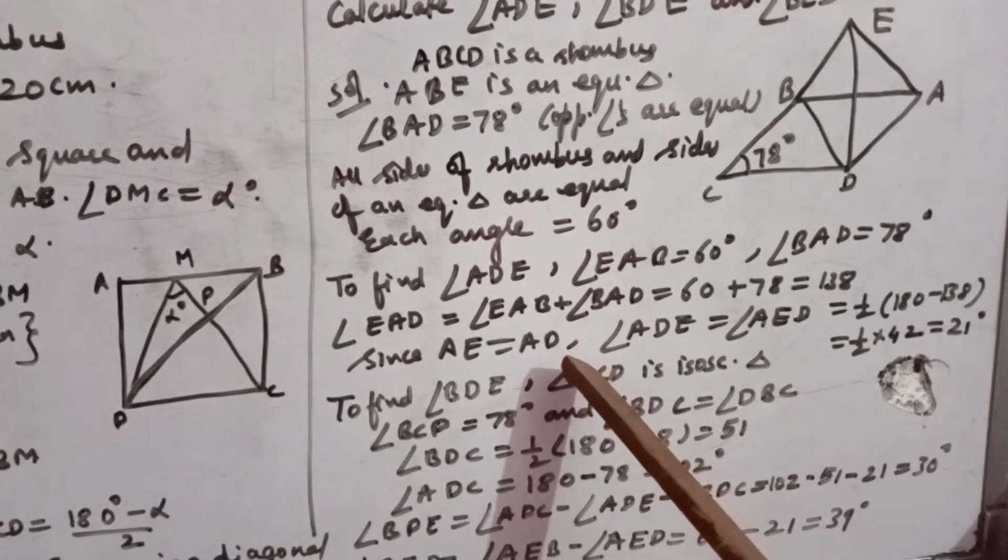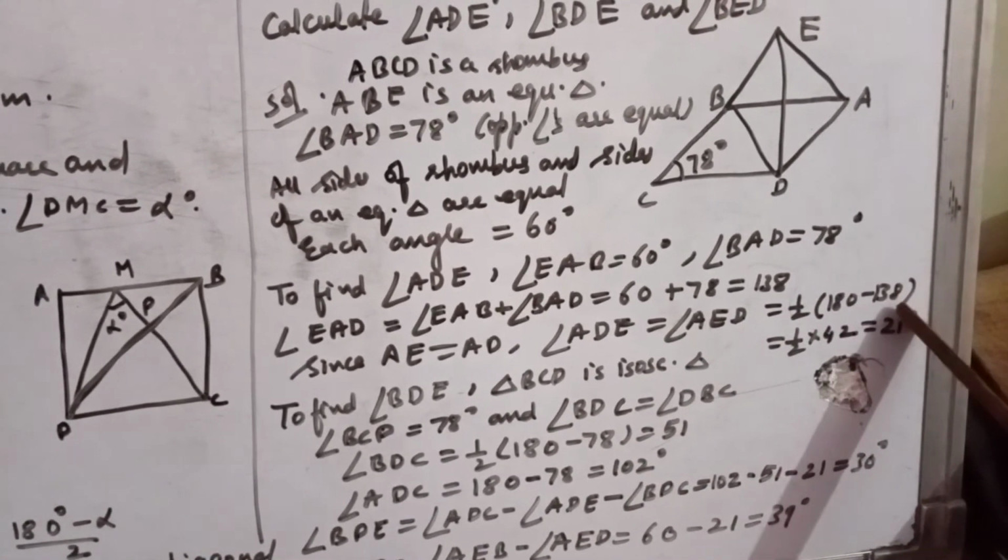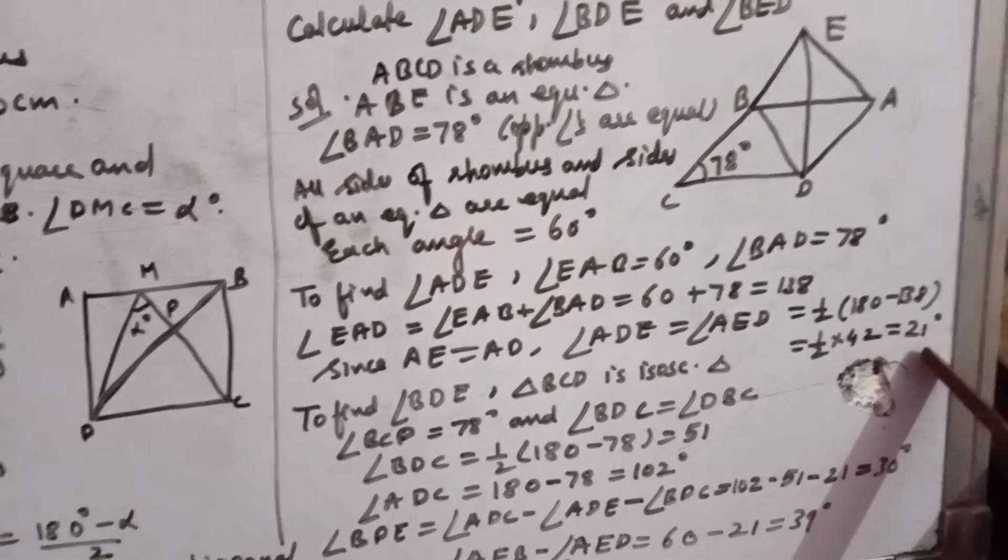Since AE equal to AD, therefore angle ADE equal to angle AED, which is half of 180 minus 138, half of 42, which is 21 degrees.